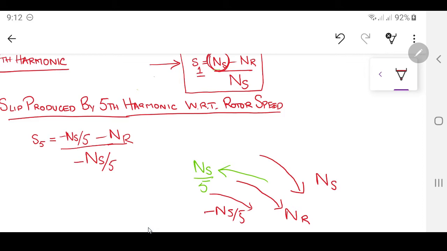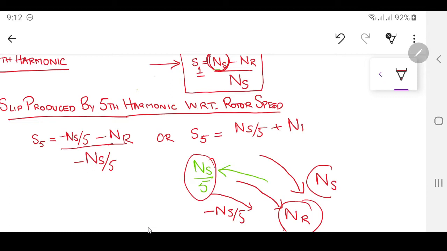Now those of you who have a little bit of a problem with this and don't want to write it in this way, there is another way. You can take it in this way. If you see over here, this Ns by 5 and Nr, they both are going in opposite directions. So when you want to find their relative speed, since they are moving in opposite directions, you have to add them. So Ns by 5 plus Nr divided by Ns by 5. This one and this one, they both are the same equation. So nothing changed over there.